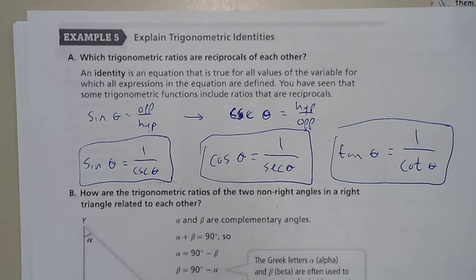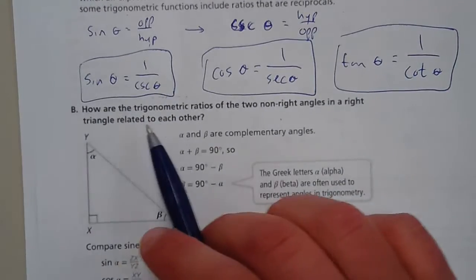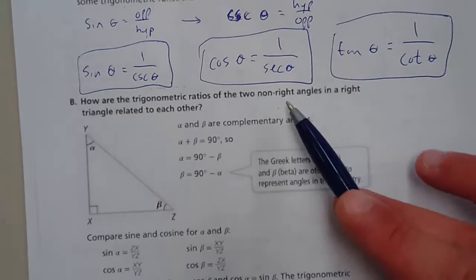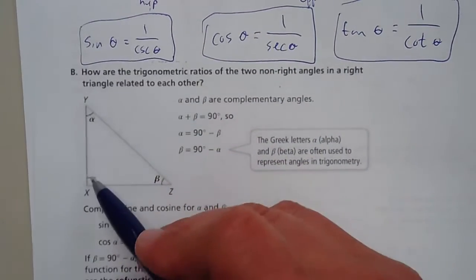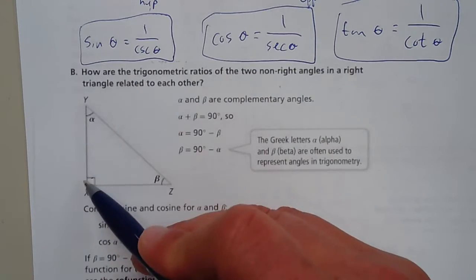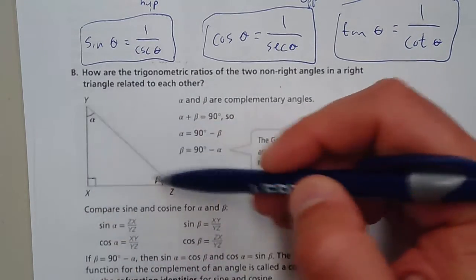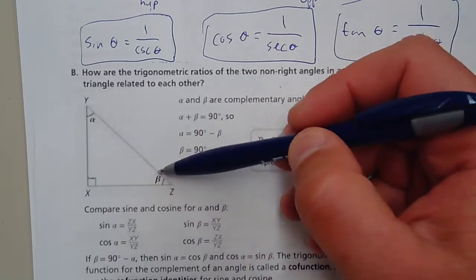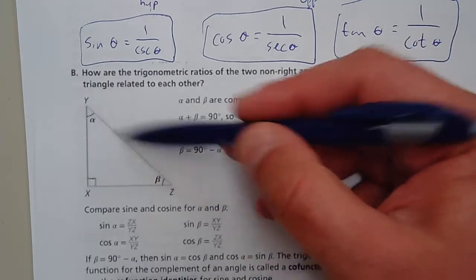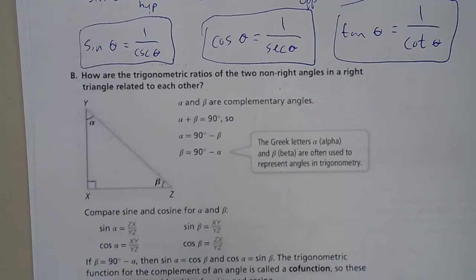All right, so then the next piece here says, how are the trig ratios of the 2 non-right angles in a right triangle related to each other? So obviously, in the right triangle, you have the one right angle, that's 90 degrees. Then you have these 2 angles, which also have to add up to 90. And there'd be any combination. They could be like 45 and 45. They could be 30 and 60. They could be 20 and 70. Obviously, there's an infinite number of combinations of angles, decimals and stuff you could put in there.